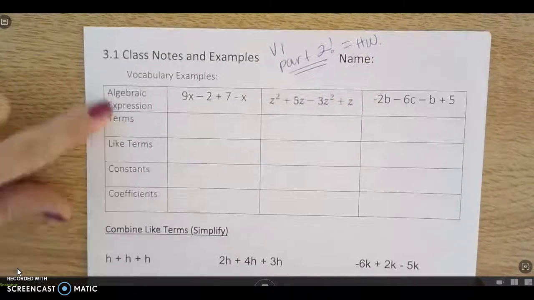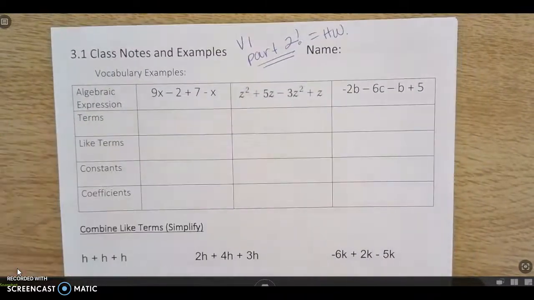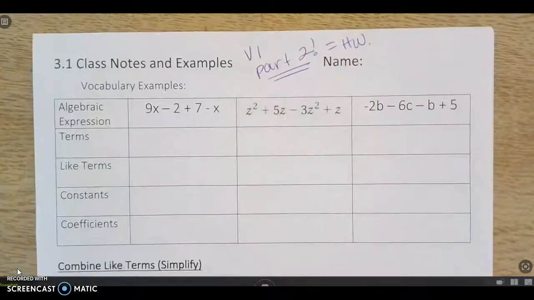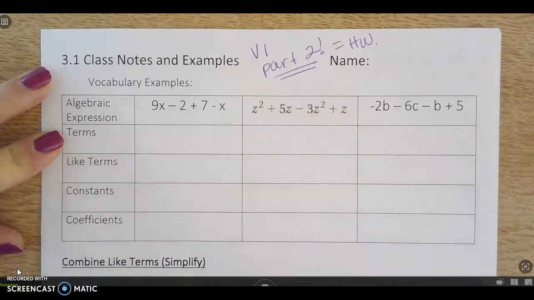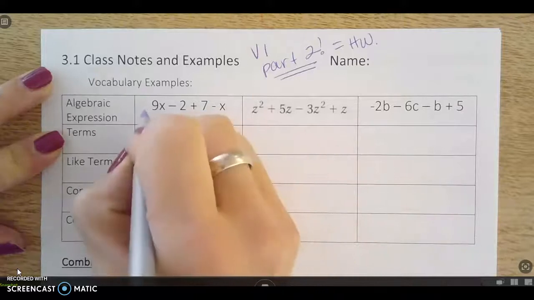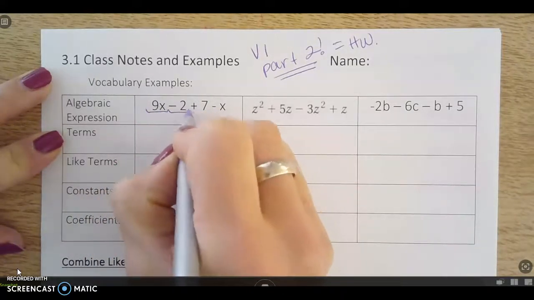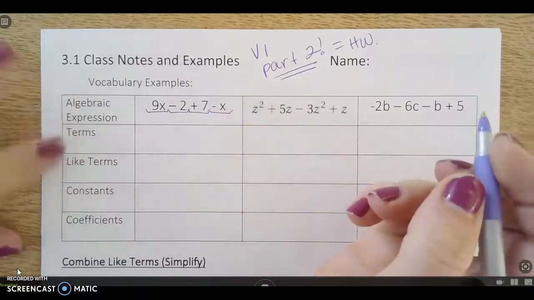So in part 1, you've already watched the video on that. You should have seen these vocab terms. Let's go over them. We're going to do 1 or 2 together and then pause the video and you'll do 1 or 2 as practice. All right, so terms. We said in the video that the terms are the pieces in between the plus and minus signs, the different pieces that we're adding or subtracting together in our algebraic expression.